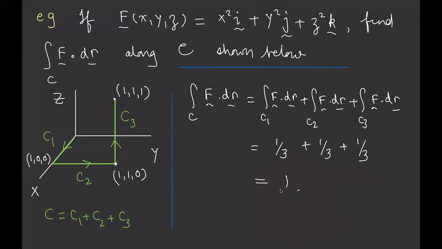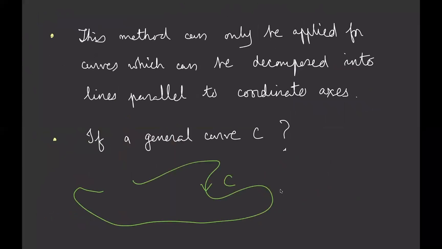Okay, so this was all good. We were able to use this interpretation of f1 dx plus f2 dy plus f3 dz because it turned out that the other variables, the y and the z, for example, when we were doing the x integral, did not change, right? So that's why we were able to do this. Okay, so this can only be applied for curves which can be decomposed into lines parallel to the coordinate axes. Because if you're going parallel to one of the coordinate axes, say the y-axis, that means your x is not changing and your z is not changing, right? So dx is 0 and dz is 0. So you're able to do this.